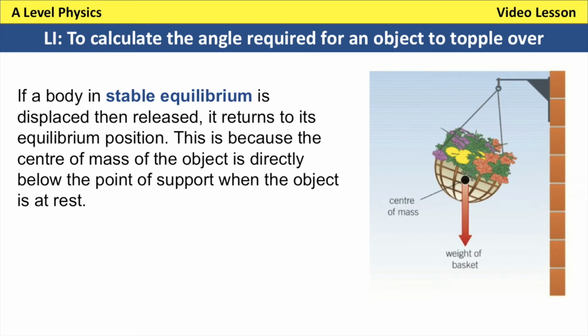If a body is in stable equilibrium and it is displaced and then released, it will return back to its equilibrium position. This is because the centre of mass of the object is directly below the point of suspension when the object is at rest. Take, for example, the hanging basket shown in the diagram on the board. If that is first displaced and then released, it is of course going to eventually return back to its equilibrium position, possibly oscillating first, but it will return back to its stable equilibrium position.